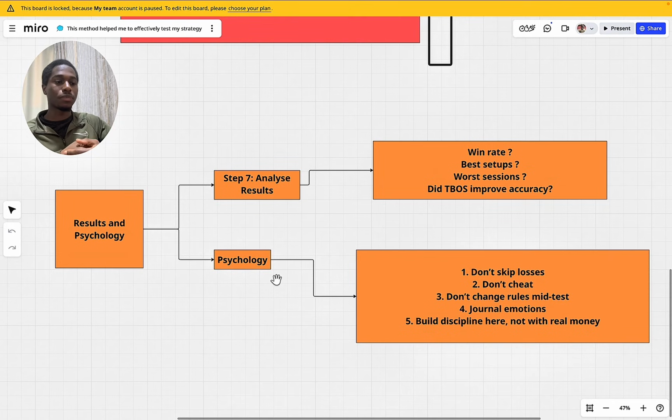Now, your psychology. Don't skip your losses. Your losses are probably the most important part of it because your losses actually tell you what's going wrong, why it's going wrong, and why you should avoid it. That way, if you see a setup form and in the past you've seen that this setup usually gives you a loss, you're able to avoid it and avoid taking the trade, meaning you're able to conserve your capital and protect yourself from hitting stop losses over and over again. So don't skip your losses.